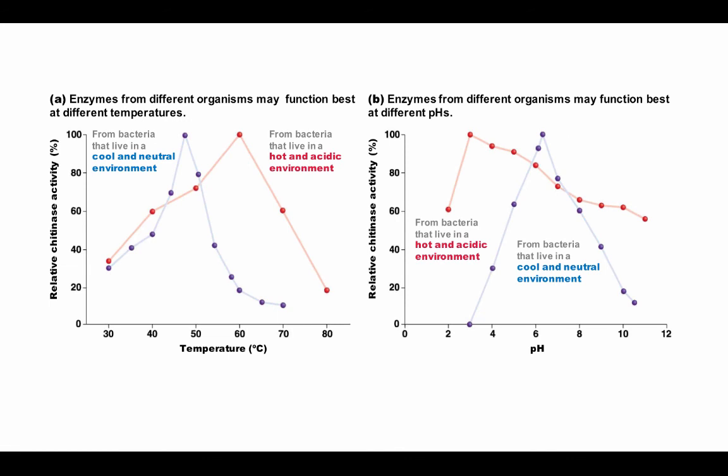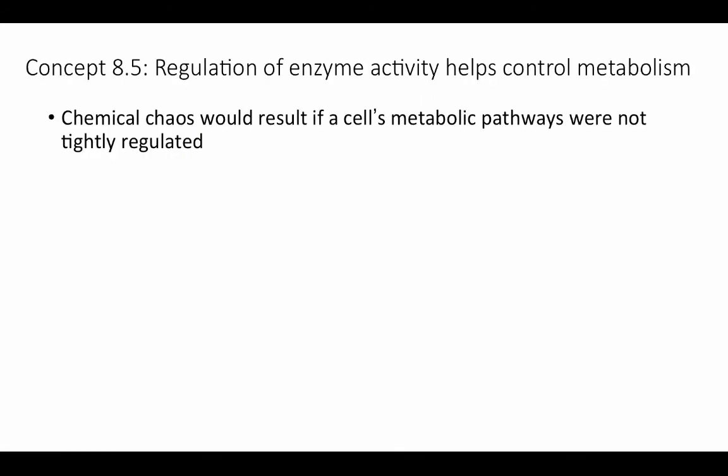And then in the case of things that live in a basic environment, such as your small intestine, this optimum is going to be even higher. So we can't have all of the possible chemical reactions going on in an organism at all times. It would not result in any kind of an organized, well-regulated biological system. We'd have chemical chaos if all of these enzymes were catalyzing all of these reactions all the time.